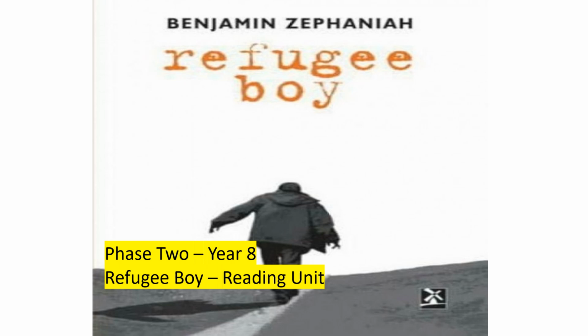Next up in Year 8 is Refugee Boy. This is a reading unit, and you'll be learning about the life of a refugee and how they're settling into the UK. It's a really interesting unit, and students do get a lot out of it.